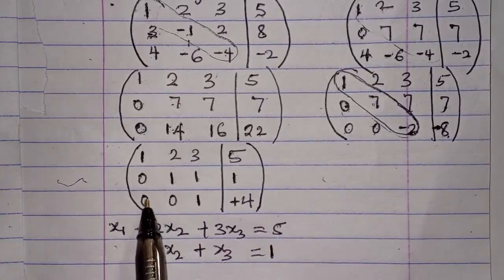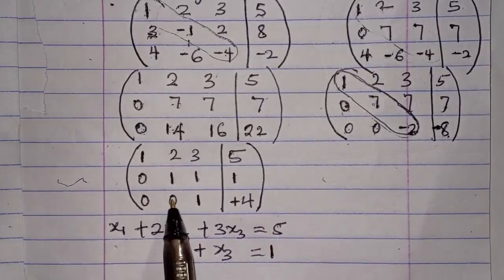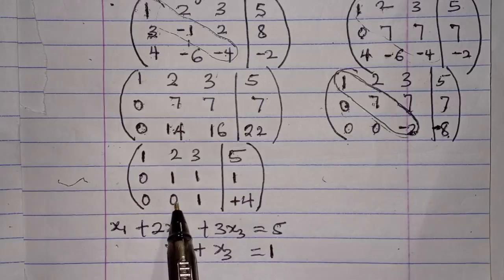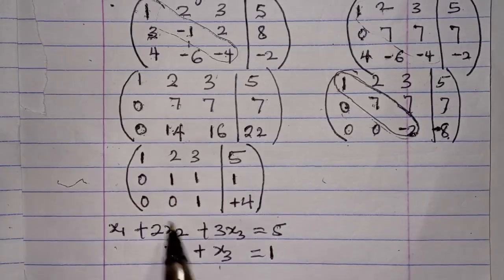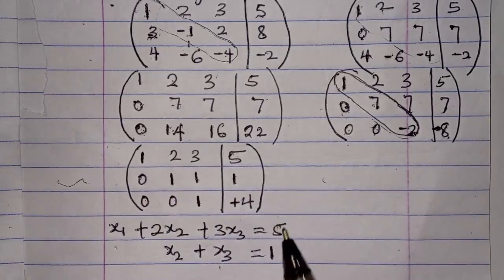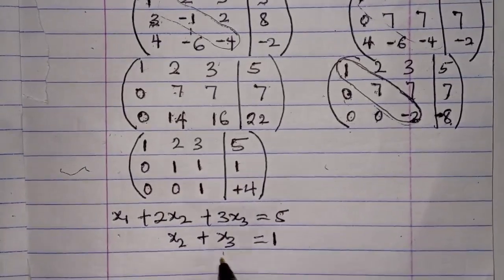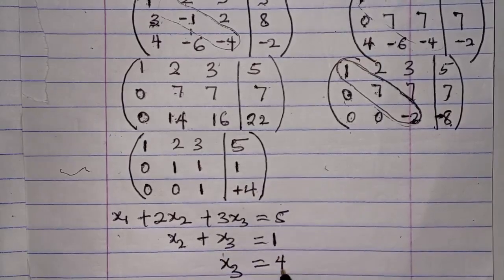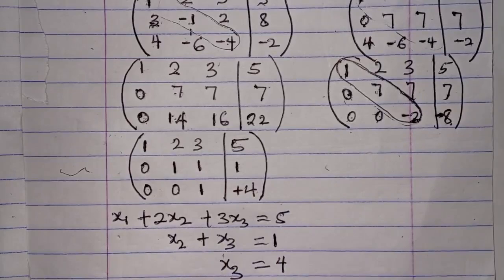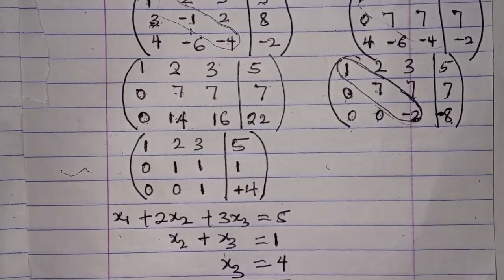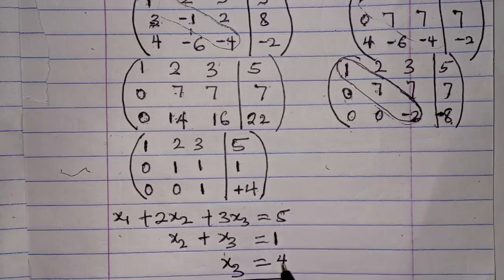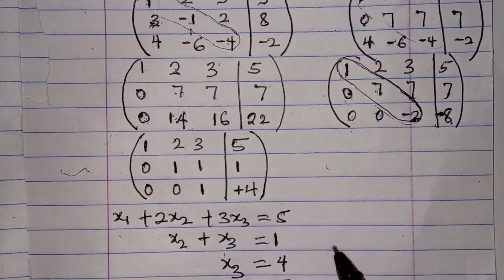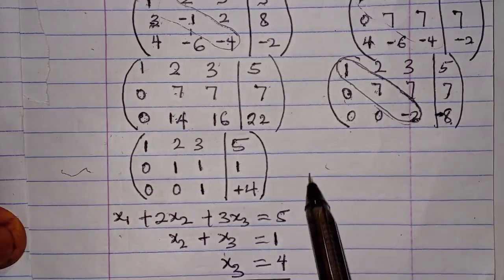Here, the coefficient of x1 is 0, the coefficient of x2 is also 0. So we only have x3 here. 0, 0, that will give 0. You get it? So we have just x3 equal to 4. We have gotten x3 already easily. So x3 is equal to 4. So let's now get x1 and x2.